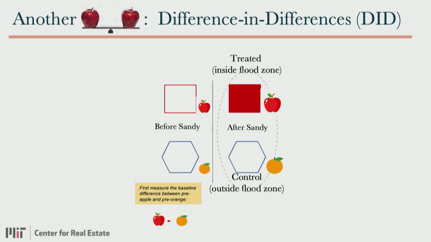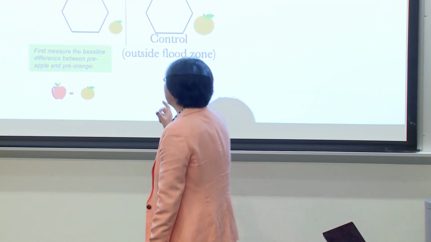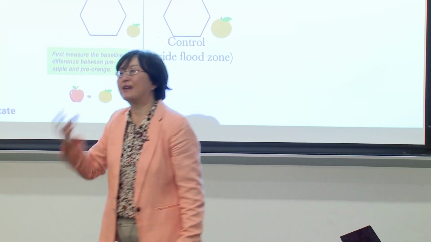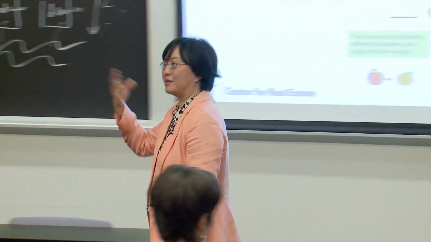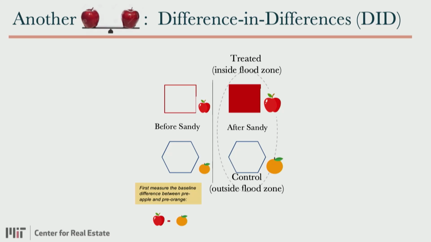First, measure the baseline difference. Baseline means before the treatment. Measure the baseline difference between pre-apple and pre-orange. Actually, it's called pre-treatment, but I use this language called pre-apple and pre-orange. So that's the small ones. Let's measure this baseline difference. They are different, right?